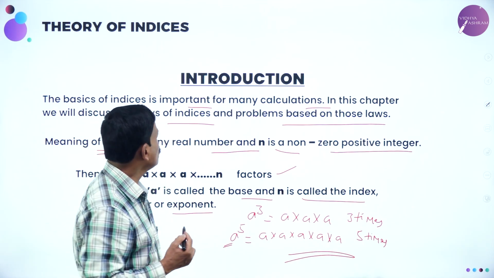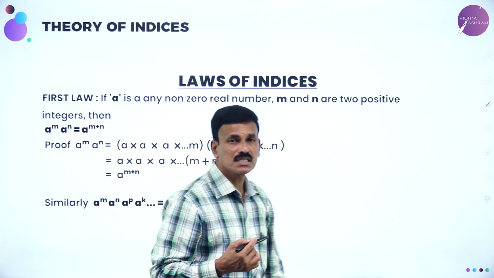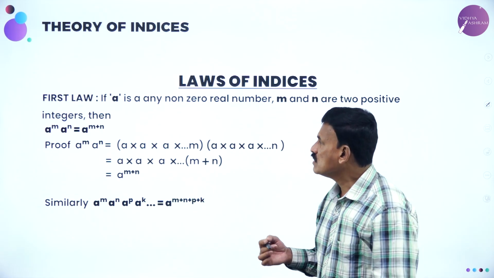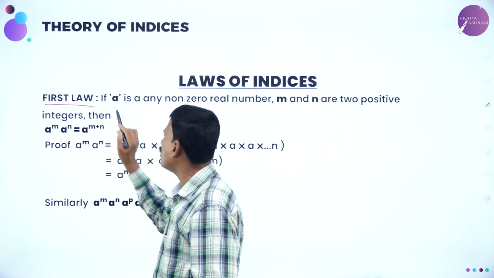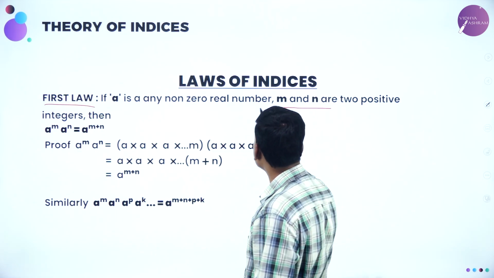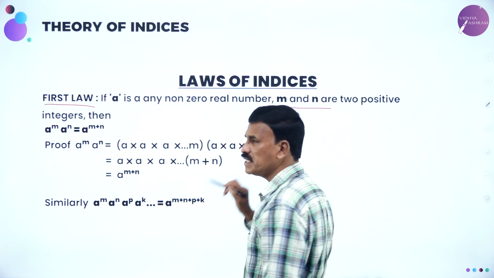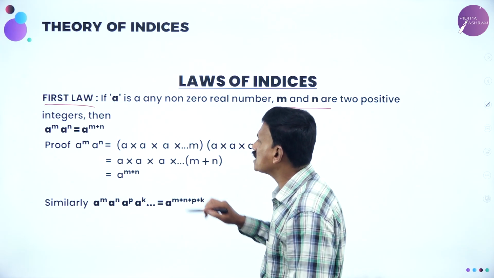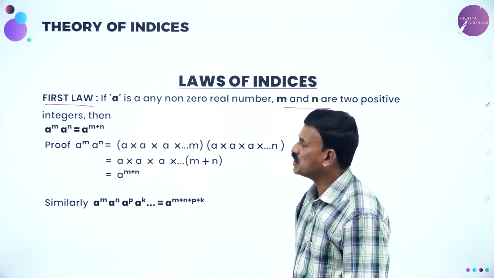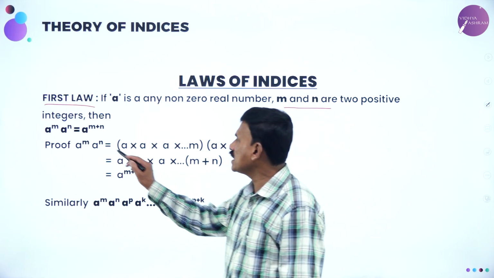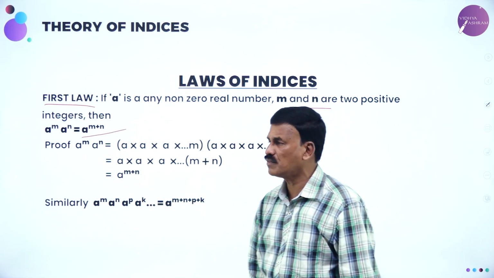Now let us come to the laws of indices. Based on this we have a few laws, that is called laws of indices. Let us know regarding the first law. If a is any non-zero real number and m and n are two positive integers, then a to the power of m into a to the power of n is equal to a to the power of m plus n. A raised to m into a raised to n is a to the power of m plus n.